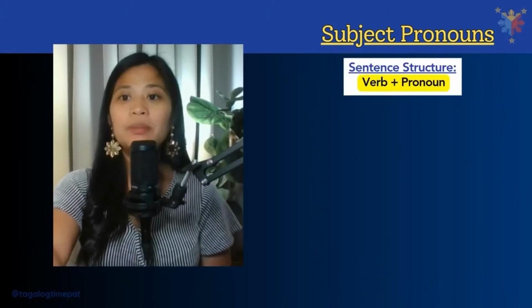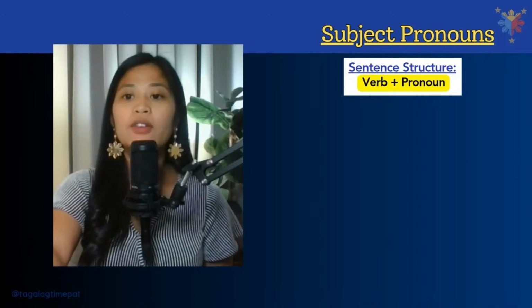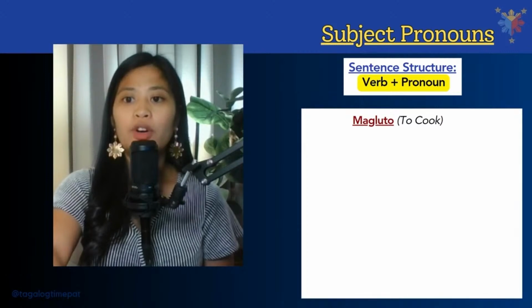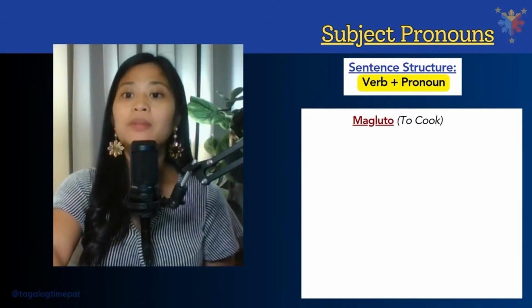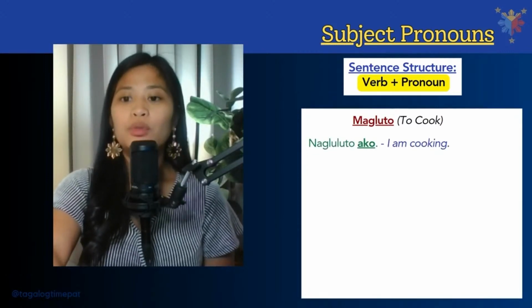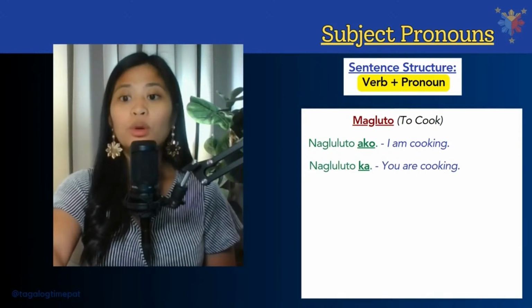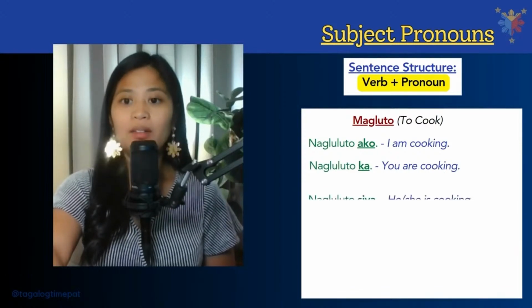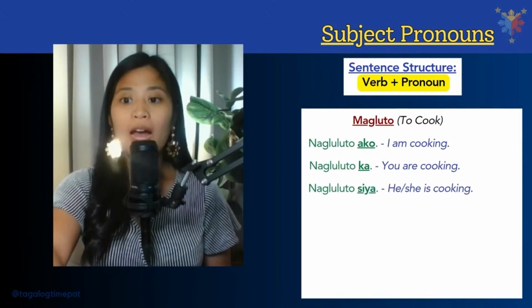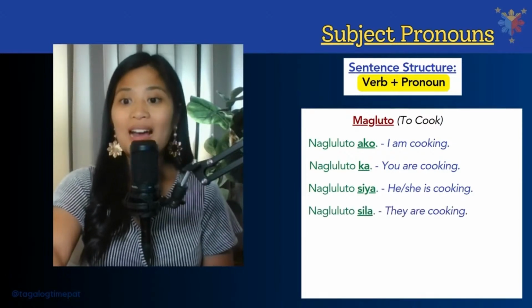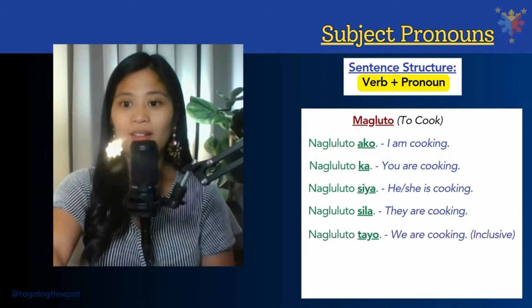Okay, now the simplest sentence structure is verb plus pronoun. If we take a look at the verb to cook, in Tagalog it's magluto. So if you want to say I am cooking, it's nagluluto ako. Or you could say nagluluto ka, you are cooking. Nagluluto siya, he or she is cooking. Nagluluto sila, they are cooking.